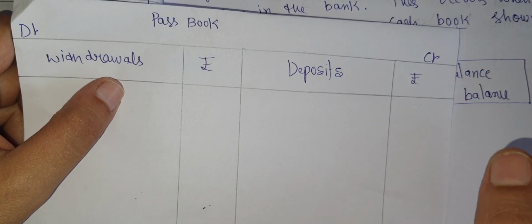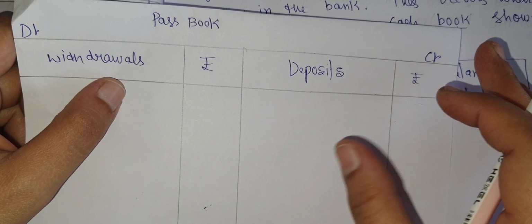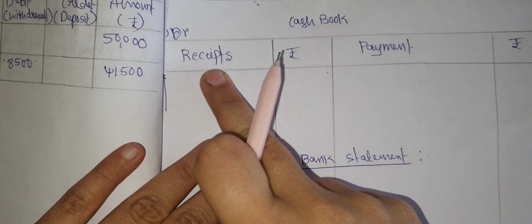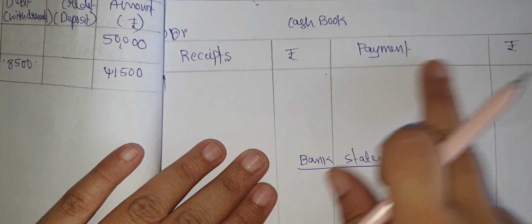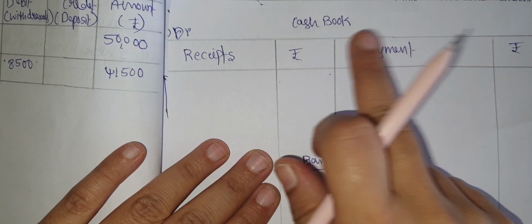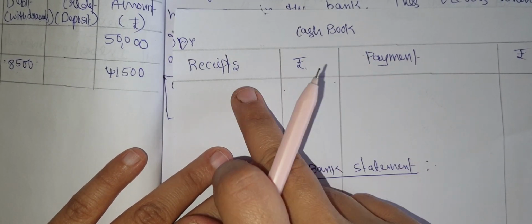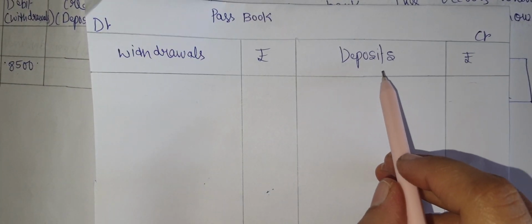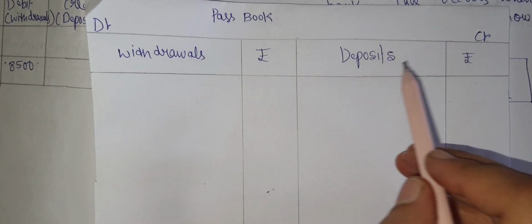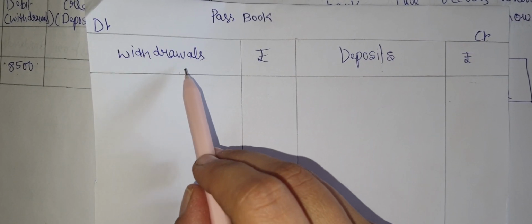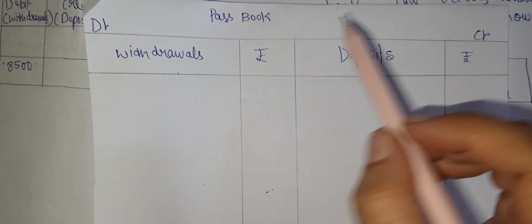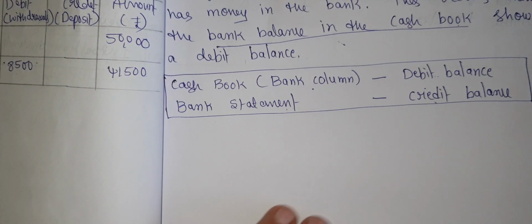So the passbook is exactly the opposite of the cash book. In the cash book, all the receipts will come in the debit side and payments will come in the credit side. Here in the cash book, favorable balance means receipts are more than the payments, and in the passbook, favorable balance means credit balance, means deposits are more than the withdrawals or payments. Okay, I hope this is clear to you all. This is about favorable balance.